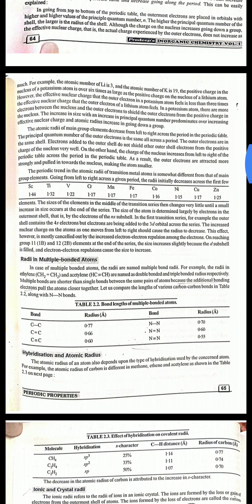For example, the atomic number of lithium is 3 and the atomic number of potassium is 19. The positive charge in the nucleus of a potassium atom is over 6 times as large as the positive charge on the nucleus of a lithium atom. However, the effective nuclear charge that the outer electron in a potassium atom feels is less than 3 times the effective nuclear charge that the outer electron of the lithium atom feels. In a potassium atom, there are more electrons between the nucleus and the outer electron to shield the outer electron from the positive charge in the nucleus. The increase in size with an increase in principal quantum number predominates over increasing effective nuclear charge, and atomic radii increase in going down a group.